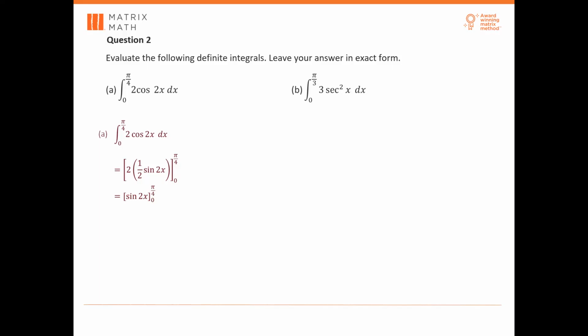Now use the radian mode. Key in what happens when x equals pi over 4 and what happens when x equals 0. This is what you get. Key in your calculator. You have 1 minus 0, which is 1.